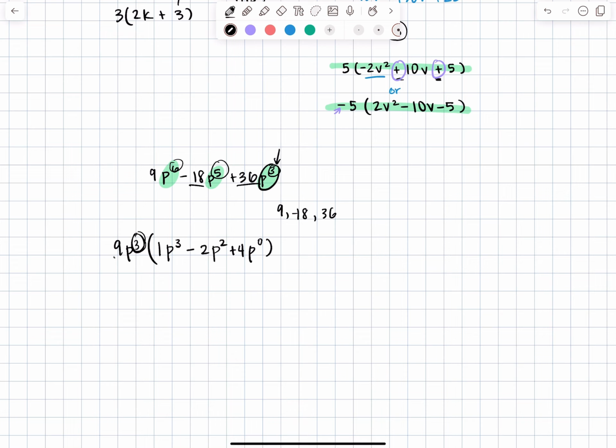Now we can simplify this a little more. So we have 9p cubed, and we don't have to write the 1 because 1 times any number is itself. So p cubed minus 2p squared plus 4. And remember, anything raised to the power of 0 is just 1, so we can leave it out like this. So this would be our final answer.